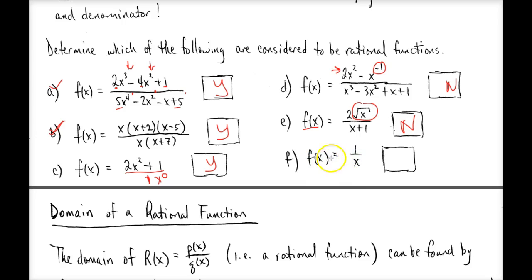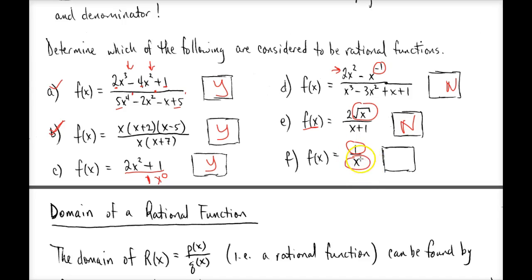For f of x is equal to 1 over x, this is a well-known function known as the reciprocal function. And this is the quintessential rational function. Okay? And again, 1 could be considered a polynomial, and x is also a polynomial.